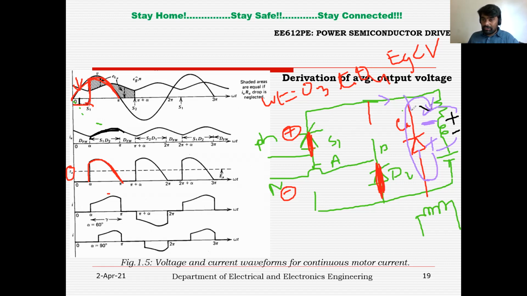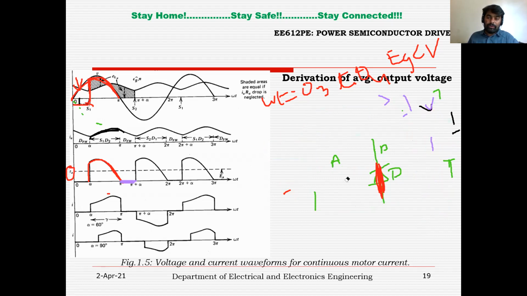Now one more thing you can see is that the load is short circuited by the diode. That means you will get EA as zero. That is why, just after omega t equal to pi, the output voltage equals zero, because the load is short circuited by the freewheeling diode, right? So the same thing you can see during the negative half cycle.